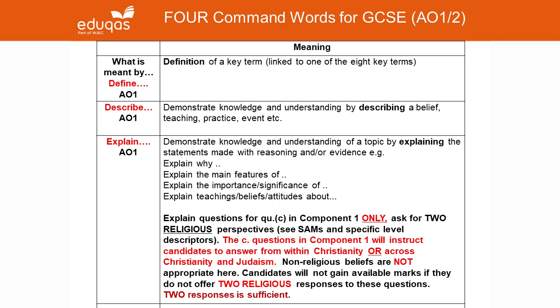2 religious responses is enough. There is no point including more because examiners will be instructed to credit 2 responses. It wouldn't be appropriate to include non-religious responses here because the question explicitly demands the religious views of Catholic Christianity and Judaism, or 2 religious views from within the Christian tradition. Example, Catholic and Evangelical.